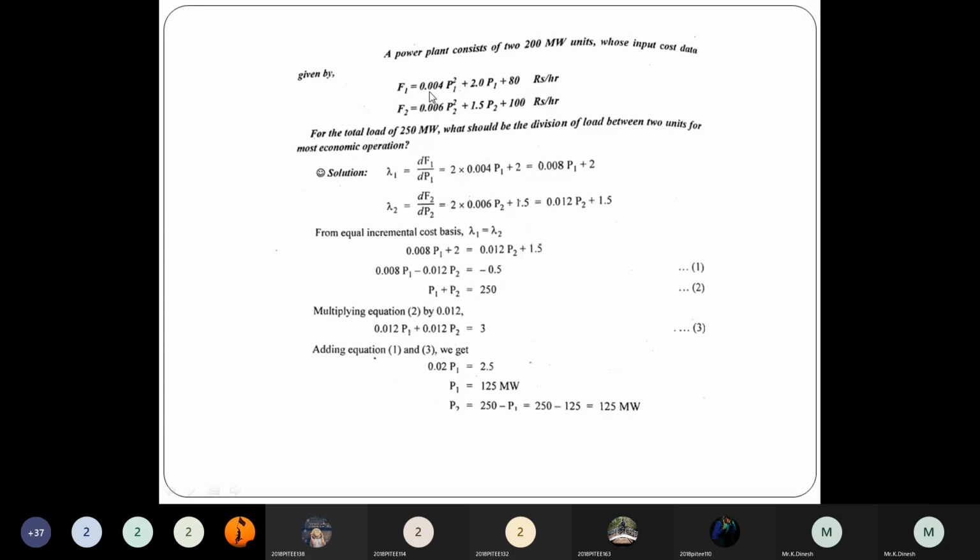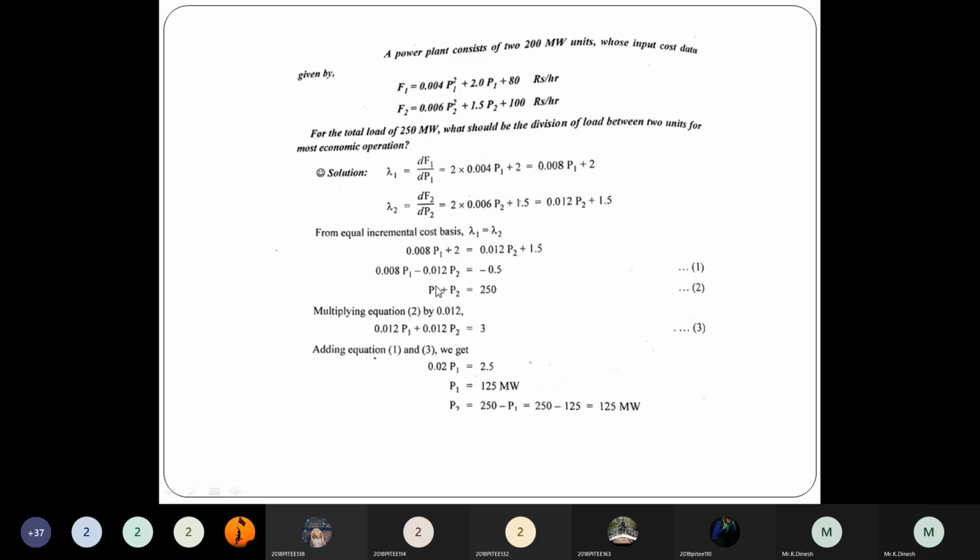When you are differentiating p1 square, so 2 times of 0.004 p1, 2 times of p1 is nothing but 2, 80 is constant 0. Likewise, lambda 2 df2 by dp2, 2 times of 0.006 p2 plus 1.5. So finally, lambda 2 is 0.012 p2 plus 1.5. So the incremental cost basis is lambda 1 equal to lambda 2. Just substitute here. 0.008 p1 plus 2 is equal to 0.012 p2 plus 1.5.